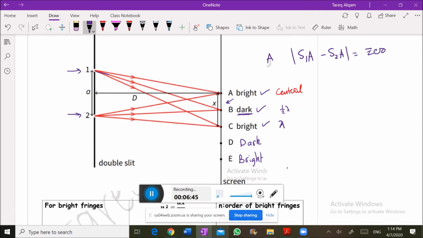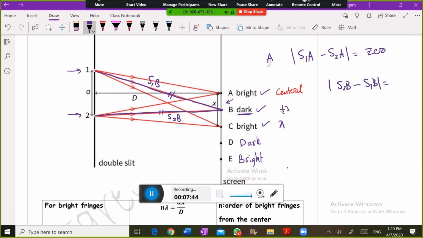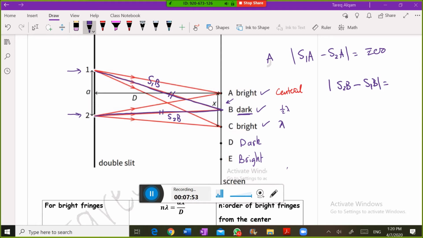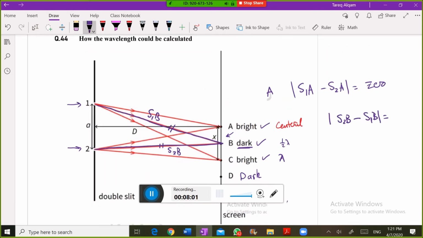this is at B. This is the path of the first ray, or the first light travels. This is the second path. Okay. This one is S1B, and this one is S2B. Okay, guys, now we have to understand this point. As you mentioned before, we have bright, dark, and so on. Now we have to link this with the path difference. This is what path difference is.